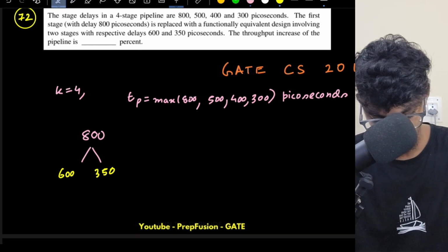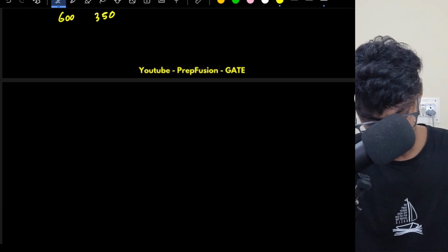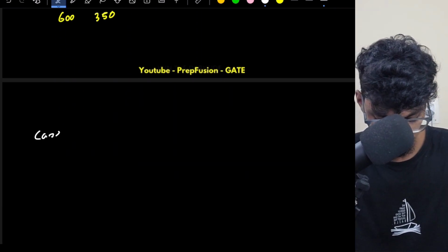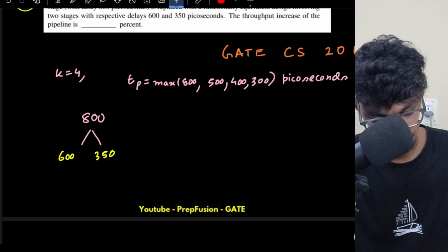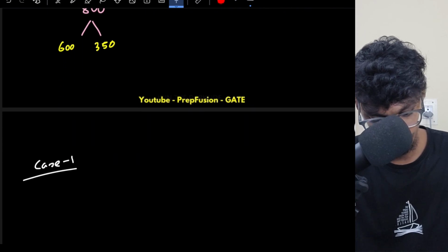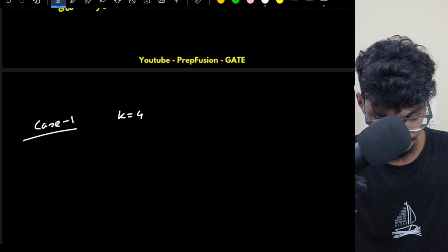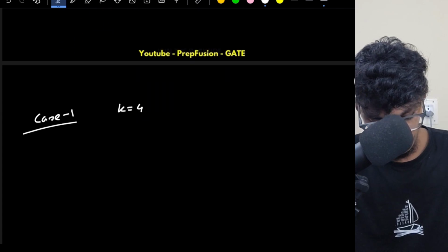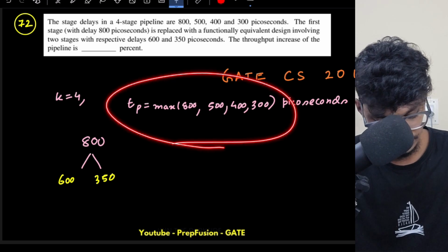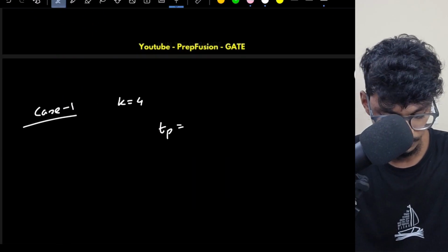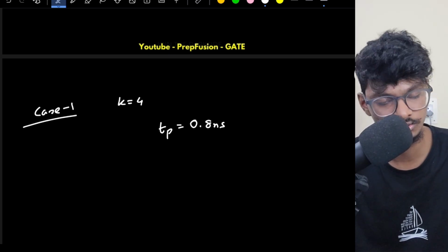In case 1, where I didn't break down anything, I had 4 stages: 1, 2, 3, 4. So K was equal to 4 in case 1. And what is my TP? TP will be the maximum of these, that is 800 picoseconds or 0.8 nanoseconds. Registers have not been mentioned, so I will assume they are not there.